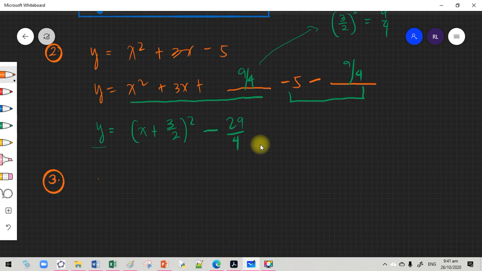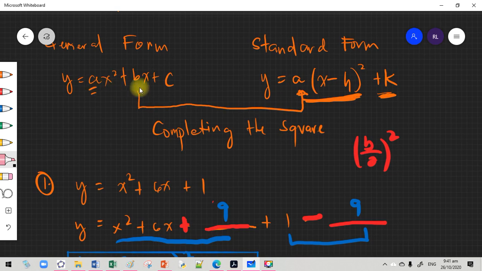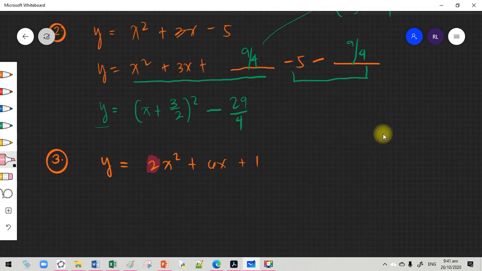So in number 3, let us say y equals 2x squared plus 6x plus 1. Now, I'm giving an example in which a is not equal to 1. So if a is not equal to 1, take note of this. As you can see here, a is being factored first. So what we're going to do is factor 2. We'll take 2 as a common factor.